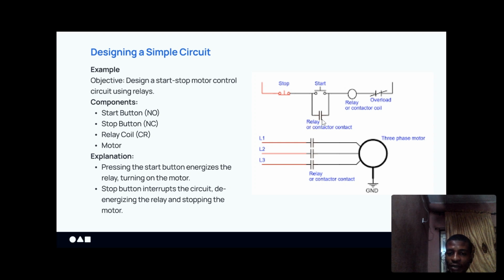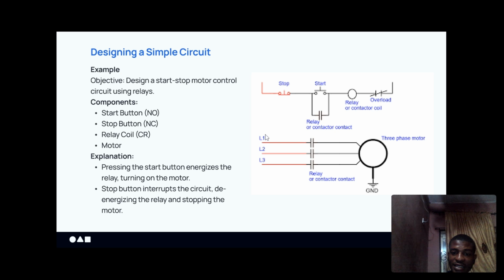So this relay, or contactor, contact is a normally open contact. Once this coil is energized, this contact becomes closed, so it continues the flow of the circuit to the coil of the contactor. Our circuit stays on until the stop button is pressed to break the circuit, so the live current can no longer flow through the circuit. And vice versa, when you want to start your electric motor, you press the start button again.